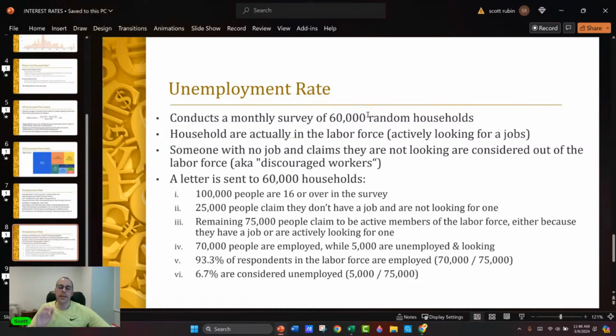So they sent out 60,000 random surveys to people. Of course, not all 60,000 will respond. I don't know how they get them to respond. I wonder if they contact them before and ask them to be part of the survey, or if they just send a survey out, or if there's any type of benefit to the person responding. Probably not.